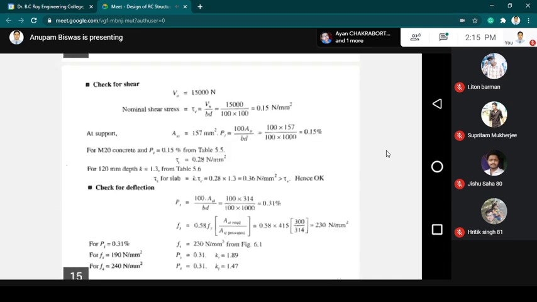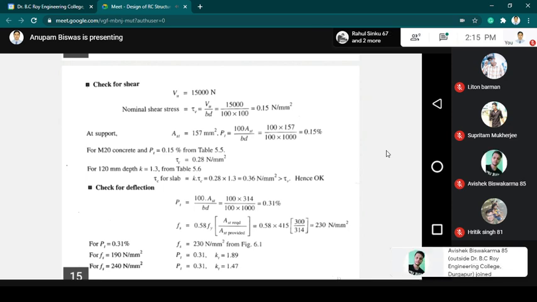Next is calculation for shear. We have to check the shear and deflection. So here the value of shear VU is 15,000 Newton, and nominal shear that is coming, that is tau V, we know that VU by BD. So VU is 15,000 by 1000 into 100, sorry, not 100. And here it is coming 0.15 Newton per mm square.